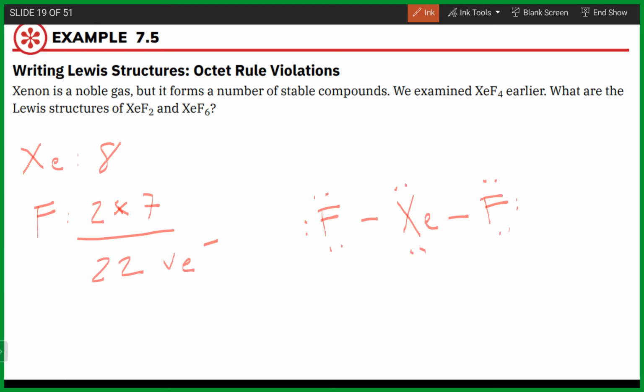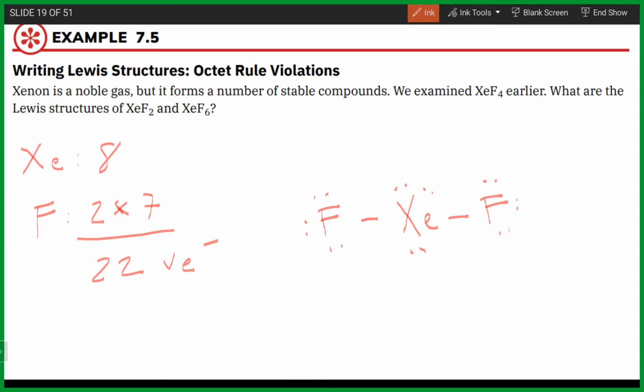So what we're going to do in this case, this is actually going to be one of the examples where we exceed the octet. Remember, elements in the 3rd period and below, and xenon is in the 5th period. So xenon can exceed that octet. It's got that empty d subshell available. So what we can do with those extra electrons is just essentially pack them onto that central atom.